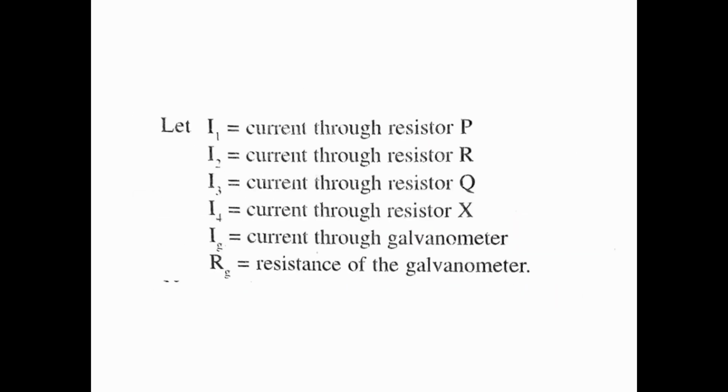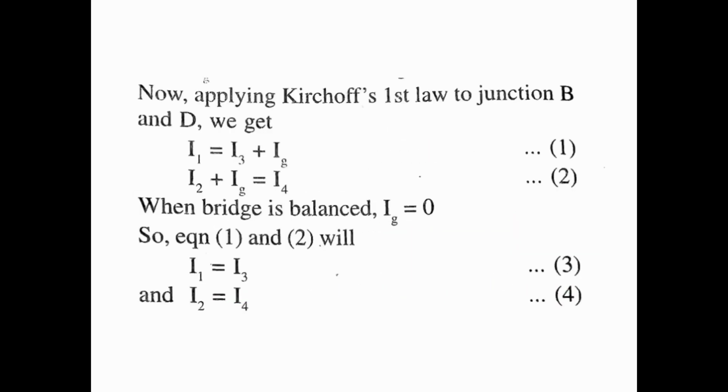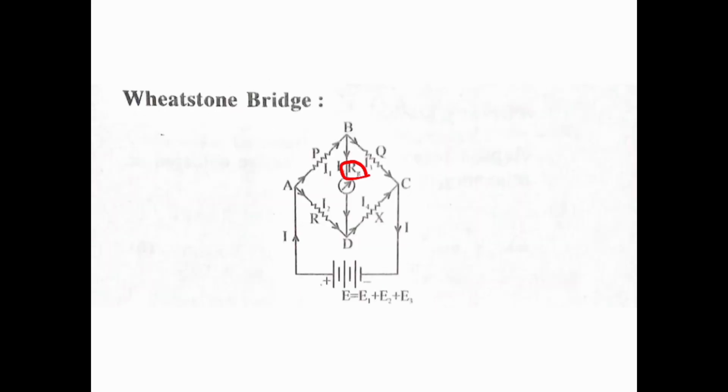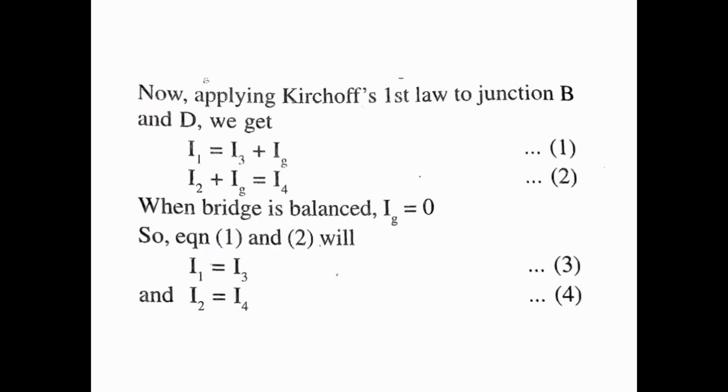So next see, now applying Kirchhoff's first law to junction B and D. In this junction we have to apply Kirchhoff's first law. What is the law? How can I get I1 is equal to I3 plus IG?